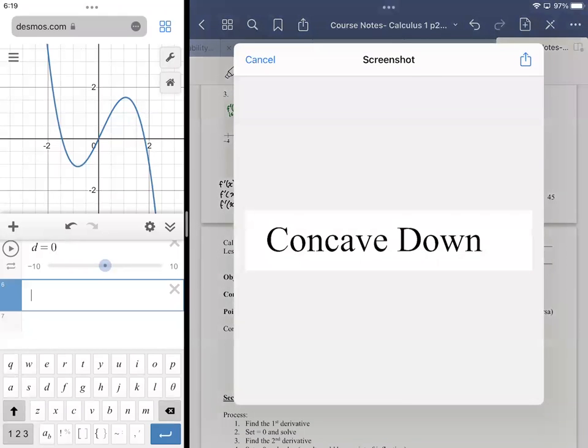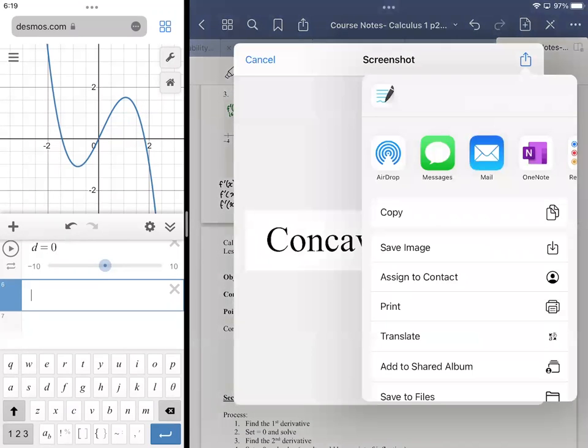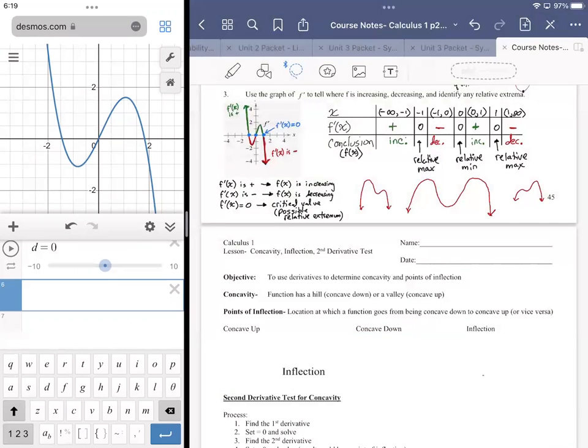I'll show you why in a second. You wouldn't think it would matter, but it matters to me. Concave down.